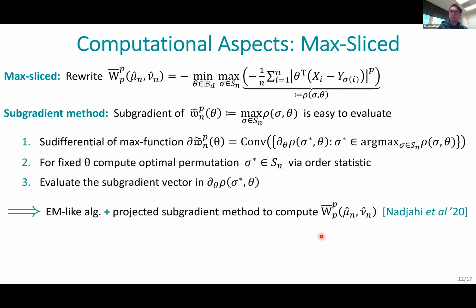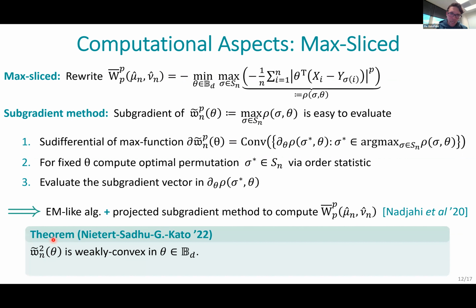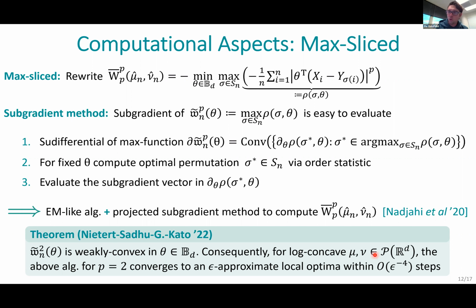And again, a version of this approach was proposed by Suhail in this same paper that I've mentioned in the previous slide. But what I'd like to say here is that with this perspective, and using the fact that when P equals 2 we can show that this W tilde 2 of theta function is in fact weakly convex in theta, we can once again provide formal guarantees. Essentially, we can run through a local optimality analysis and show convergence to an epsilon approximate local optimum in big O of epsilon to the minus 4 steps, which gives the computational complexity of this previously heuristic method.